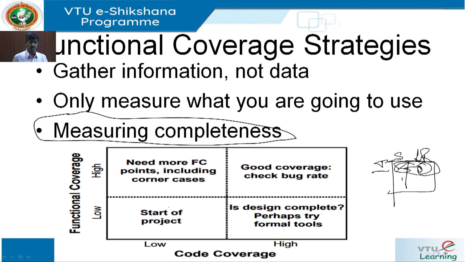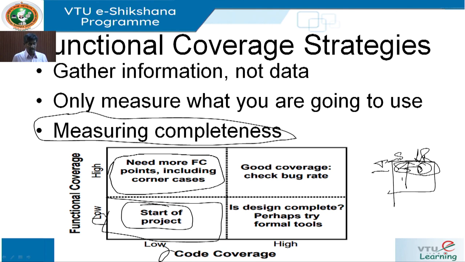So once you start a project, your code coverage will be at a lower end, and your functional coverage at a lower end. I'm just comparing my strategy with the code coverage and the functional coverage. At the initial point of your project, the code coverage and functional coverage are very low. As you move to a higher end, once you include more points and more corner cases, the functional coverage will be very high compared to the code coverage, because you are inserting only the characteristics of your design. So the functional coverage will have more effect than the code coverage.